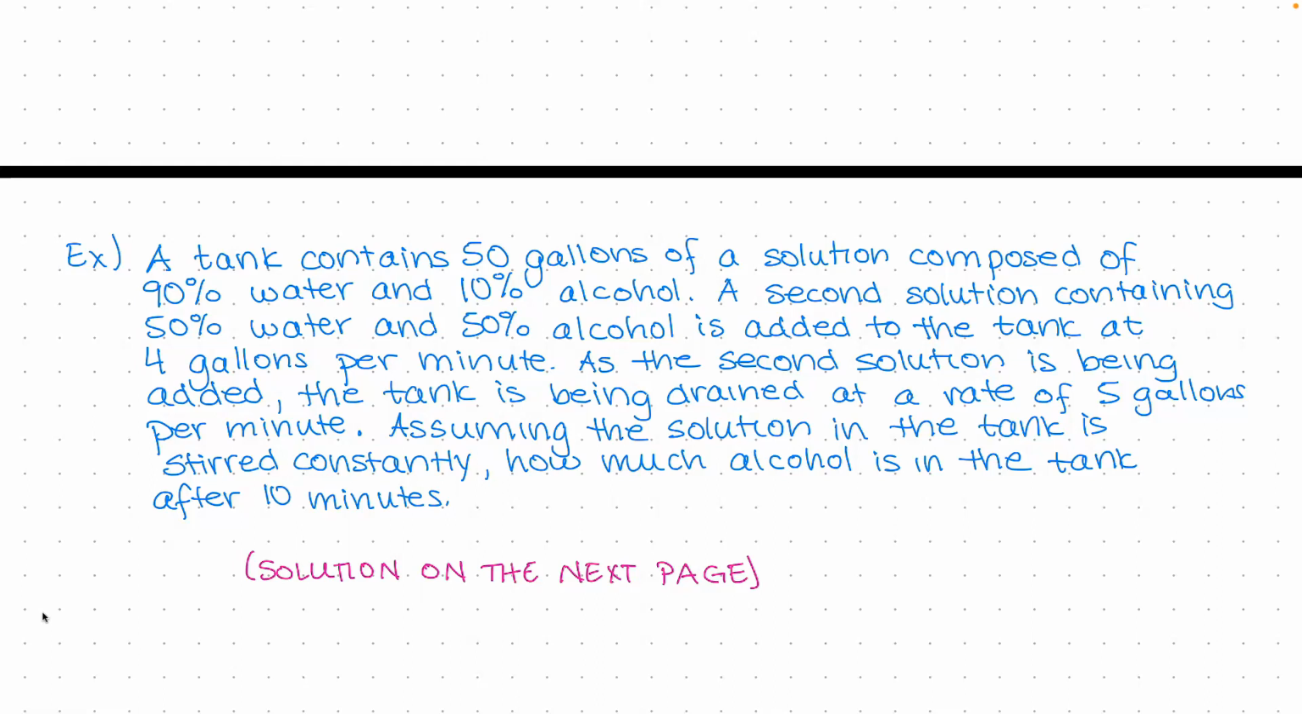All right, a tank contains 50 gallons of a solution composed of 90% water and 10% alcohol. Remember mixture problems? A second solution containing 50% water and 50% alcohol is added to the tank at 4 gallons per minute. Ooh, that sounds like a rate or a derivative. As the second solution is being added, the tank is being drained at a rate of 5 gallons per minute. Assuming the solution in the tank is stirred constantly, how much alcohol is in the tank after 10 minutes?